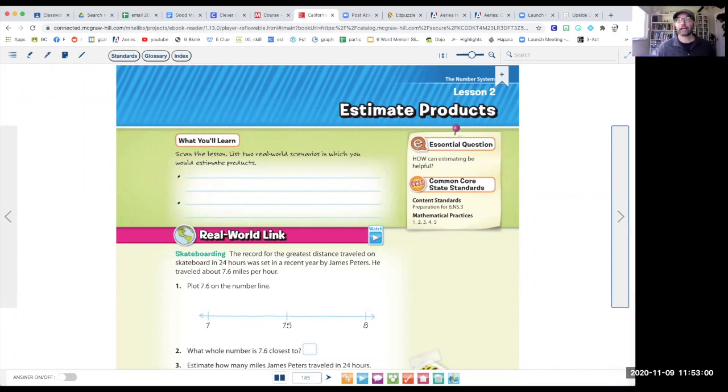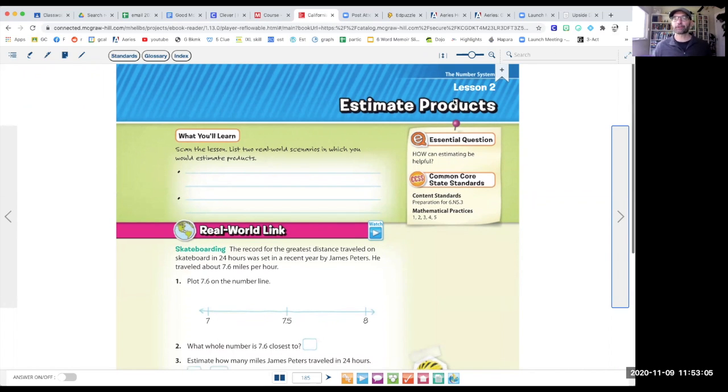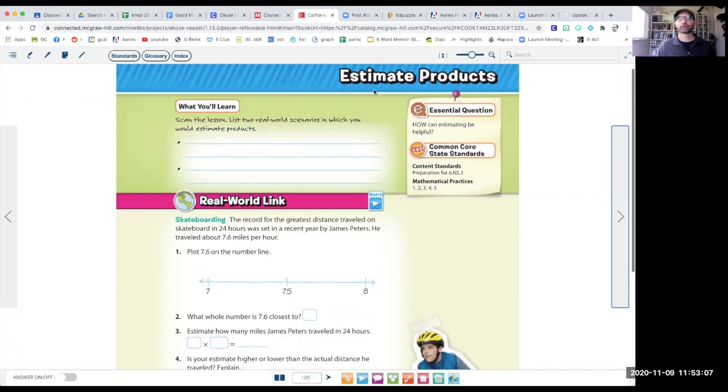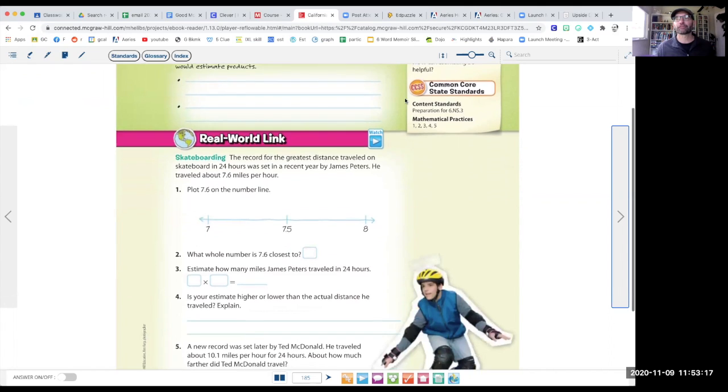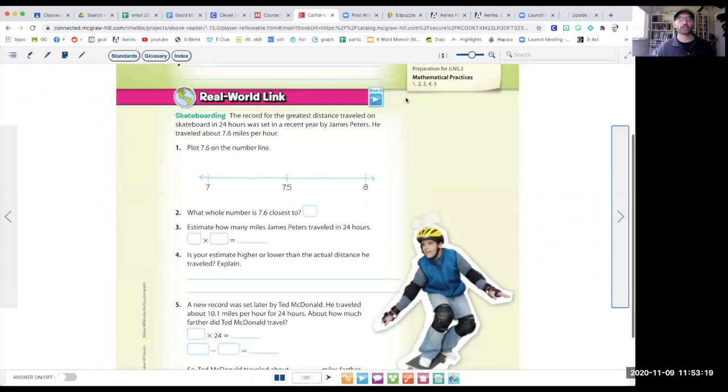Hi, everybody, and it's time for math. We are on lesson 2 of chapter 3, so it's 3.2, and we're going to learn how to estimate products. Products, I'm sure you know, means the answer to a multiplication problem, so we're going to learn how to estimate them. So when you have difficult numbers, you can see if you're close. So let's look at the real world link that we have here. It says the record for the greatest distance traveled on a skateboard in 24 hours was set in a recent year by James Peters. He traveled about 7.6 miles per hour.